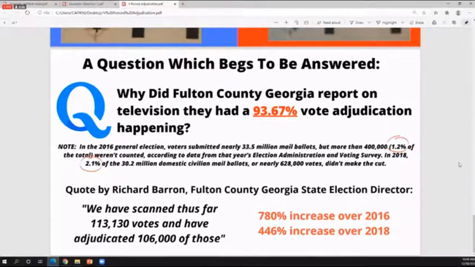When the national average for the last elections, 2016, was what? 1.2%. That's an audited number. 1.2% of the total had to be adjudicated. And then you look at 2018, nationally, 2.7%. But yet your own election officials said we had to do this 93.6% of the time.